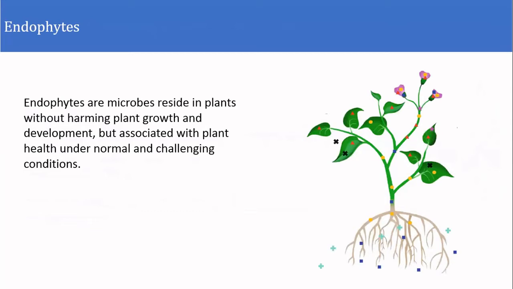Here, these sort of endophytes naturally evolved, and they would have entered through the root system. Some of them could be present on the phyllosphere or on the leaves, and some microorganisms have also been noted on fruits or on the carposphere. These endophytes or microbes reside inside plants without harming plant growth and development, but are associated with plant health under normal and challenging conditions.